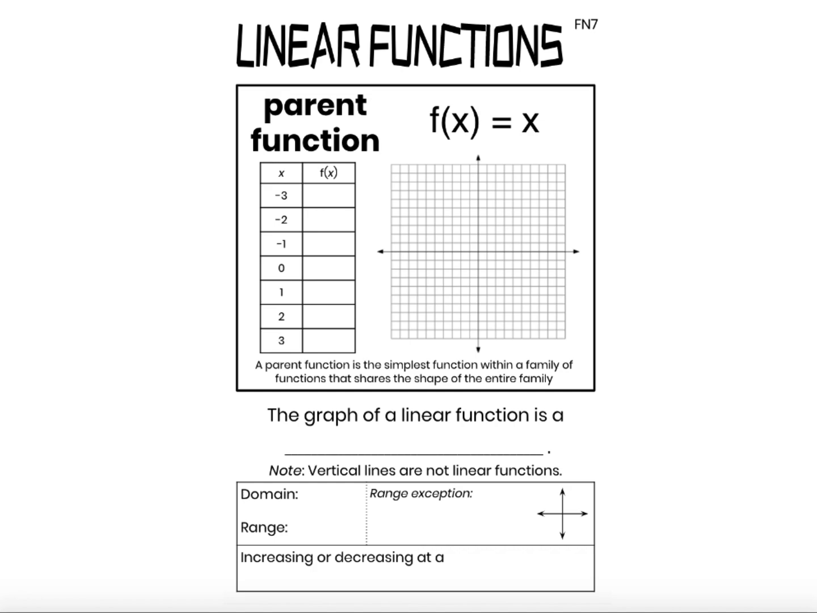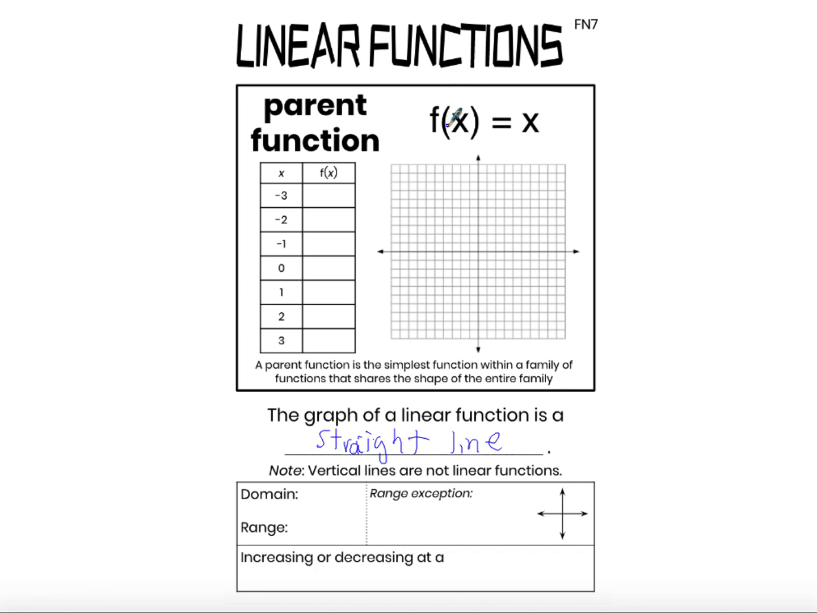Every function family has a parent function, meaning the simplest function within that family that shares the shape of that family. So every linear function has a graph that is a straight line. Ooh, straight line. So the graph or the shape of every linear function is a straight line. So the parent function is the simplest linear function that is a straight line.